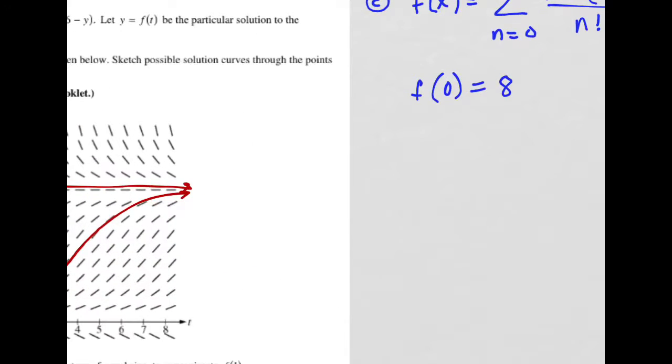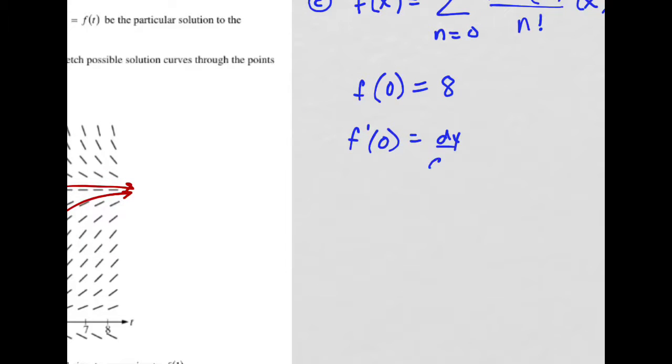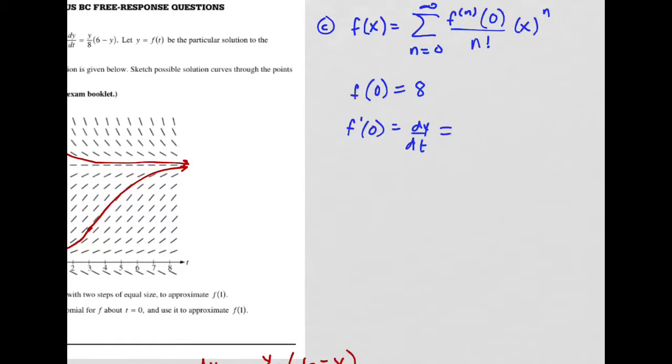And then f prime of 0, well, that's the same thing as dy/dt, no? Is it not? And I'm plugging in a t value of 0, so t equals 0.